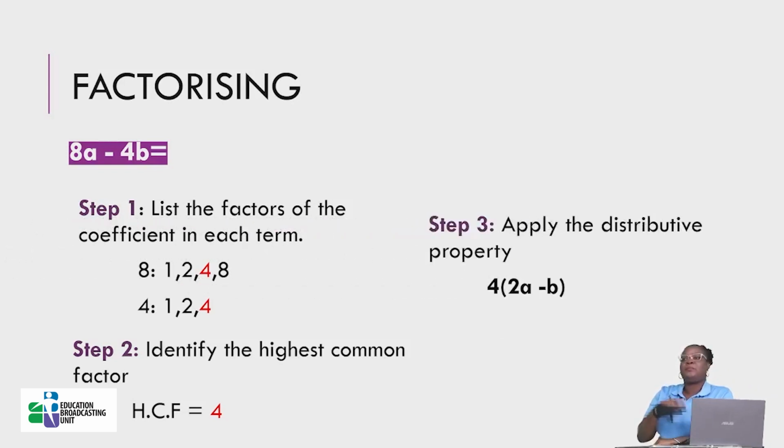Step 3, we apply the distributive law. Whenever we multiply 4 and 2a, we will get a product of 8a. And when we multiply 4 by b, we get the product of 4b, which gives us 8a subtract 4b. Now let us try some factorizing.